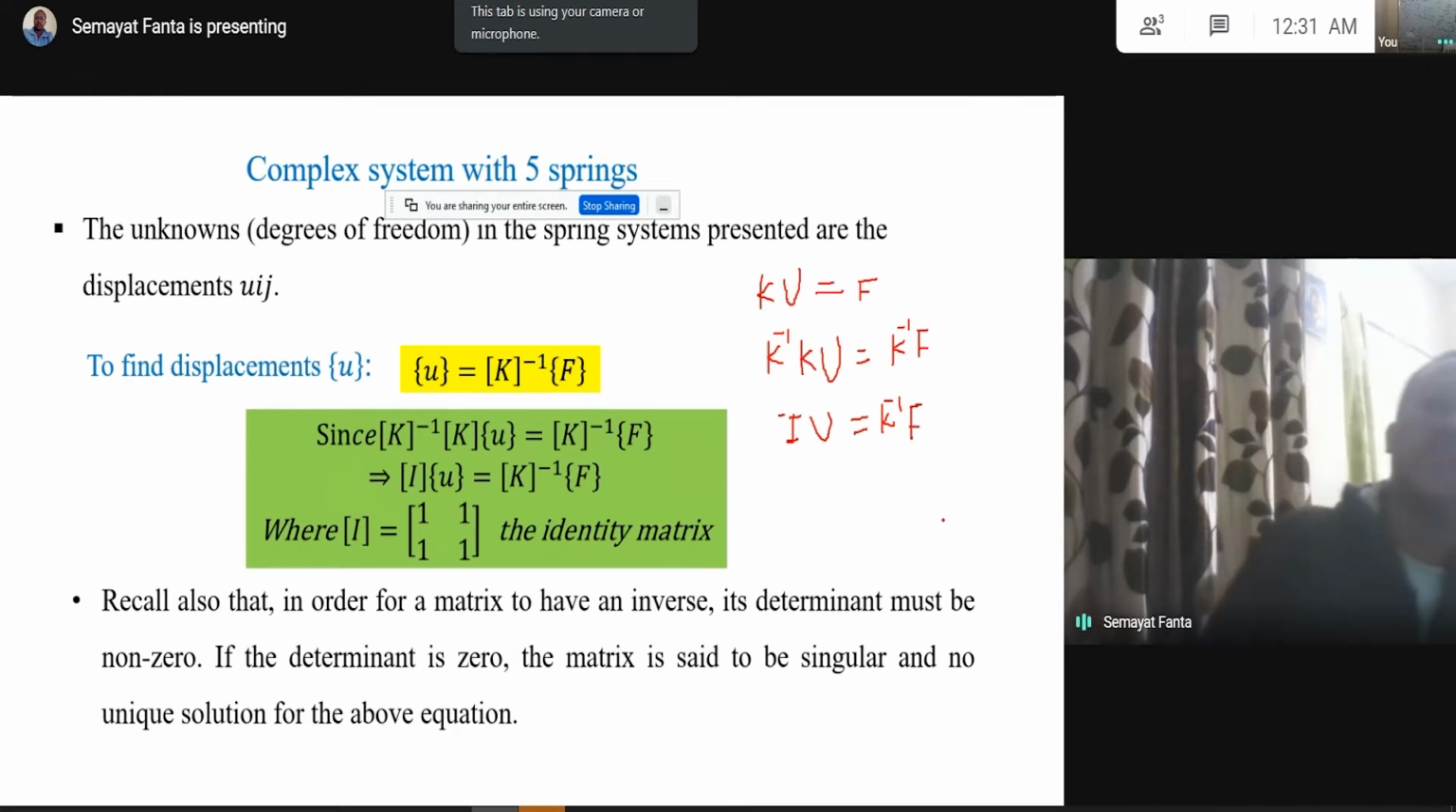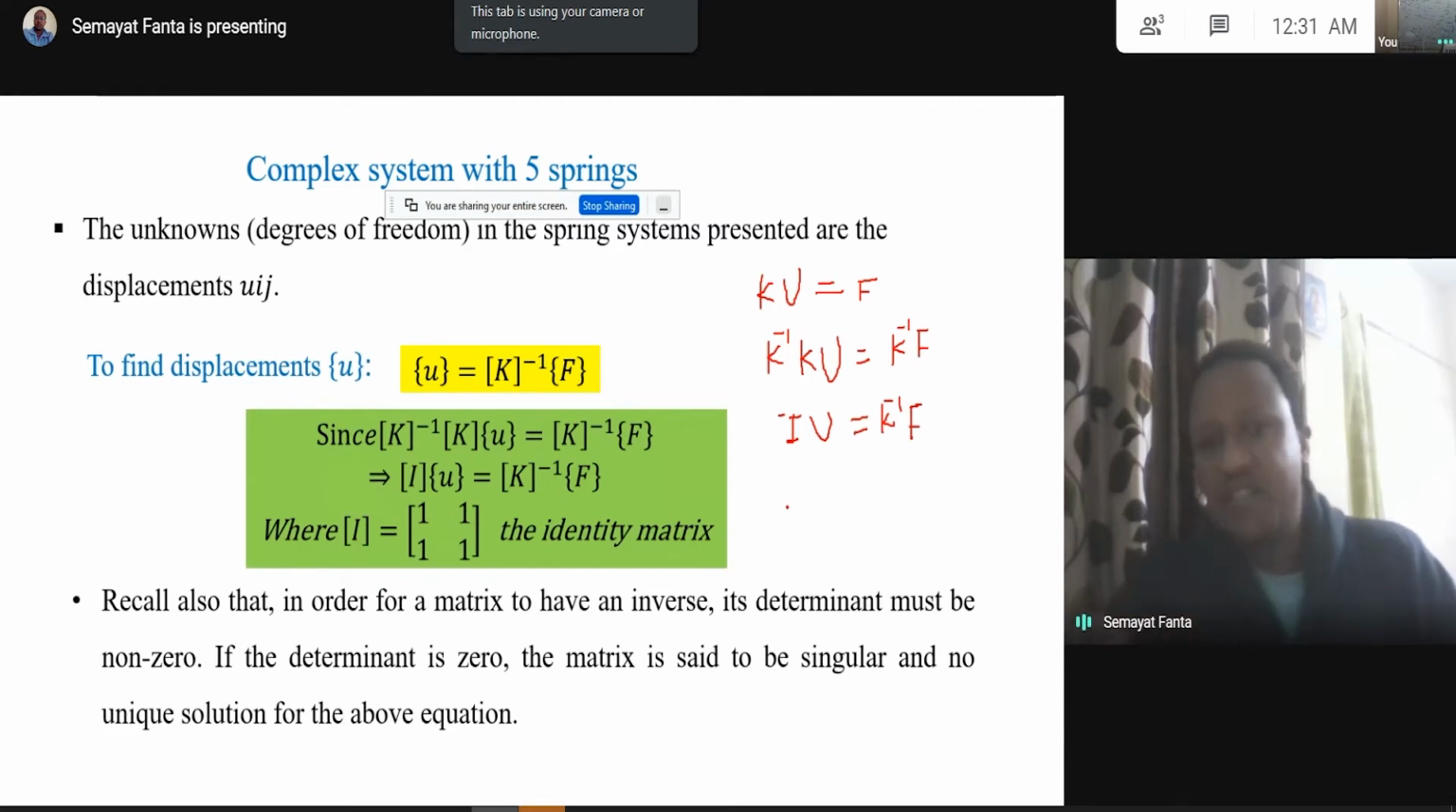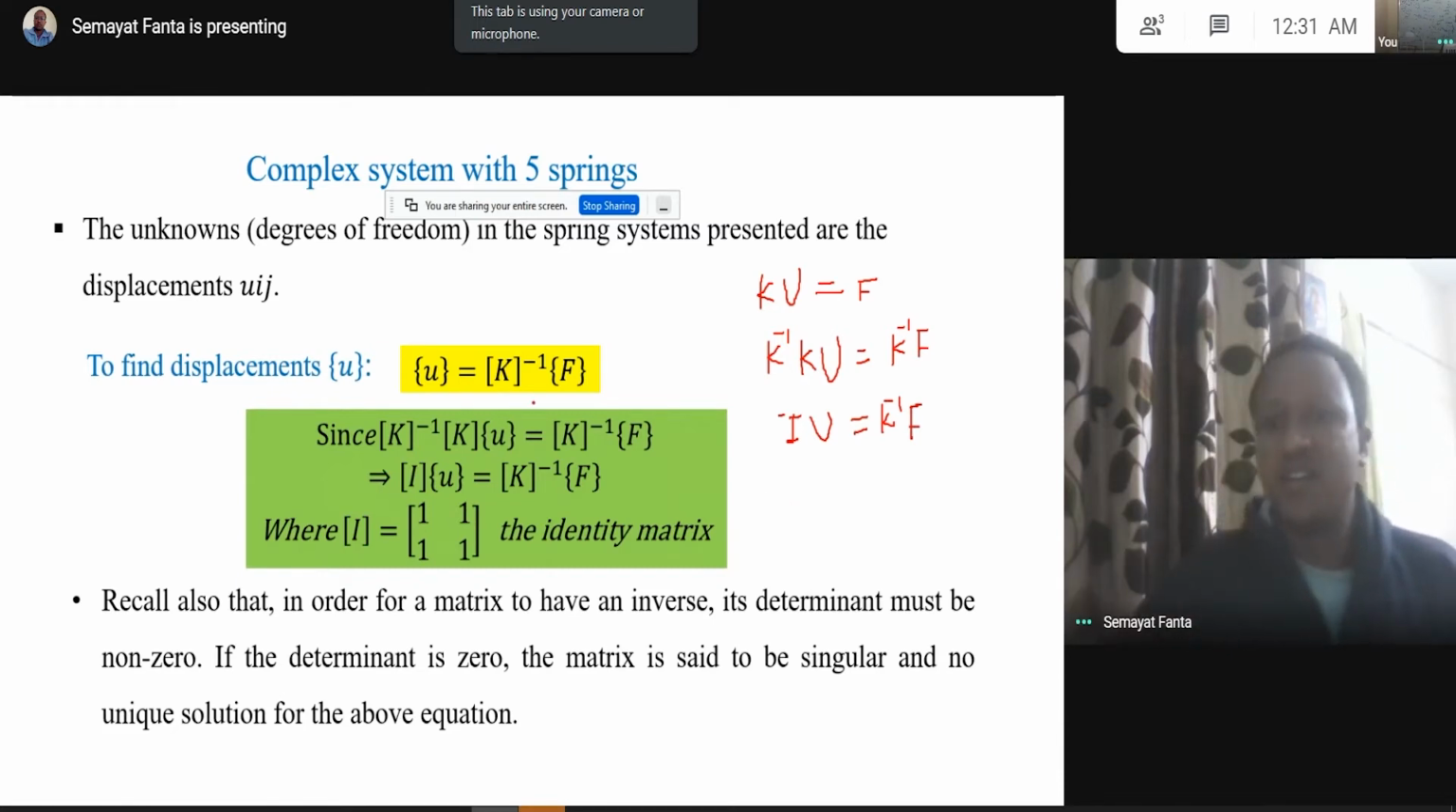So, in order to solve for the unknowns, the K matrix must be invertible. And if the K matrix is not invertible, then the problem of singularity will come. Multiplying I with U gives us only U, since any matrix multiplied by the identity matrix gives the matrix itself. So U is equal to K inverse F. So this is the form.